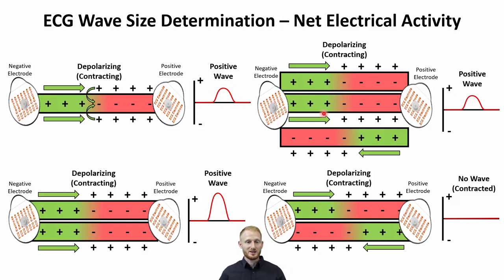So when the electrical activity waves move in opposite directions, they're going to cancel each other out. And that's what's being shown in this last one. So now we have one muscle cell depolarizing, causing a positive wave moving towards the positive electrode. Another muscle cell depolarizing, causing a positive wave away from the positive electrode. Because of moving in opposite directions, they cancel each other out, and you end up with no wave. So it's as though neither of those happened. Again, it's net electrical activity that we see. We do not see individual cells. So we see sort of the summation of everything happening all at one time.